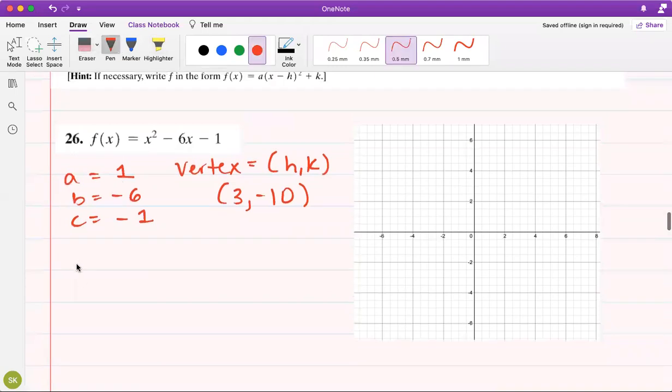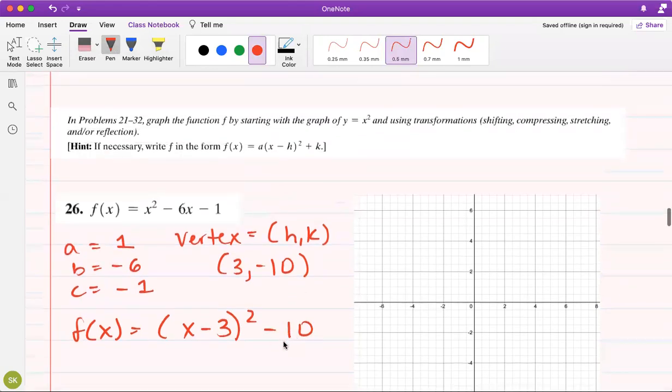Okay, dokie. So we have f of x is equal to a, which is 1, (x minus h) squared plus negative 10, or plus negative 10 is the same thing as minus 10. So this is the form. And now using this form, let's graph our function.